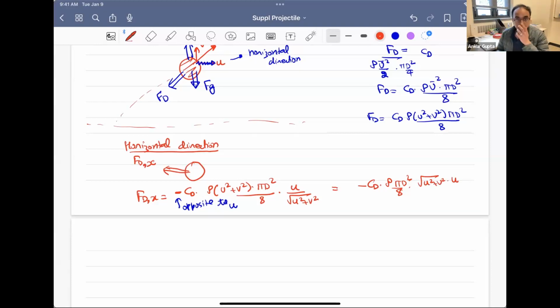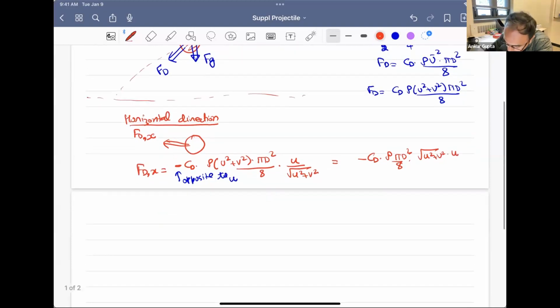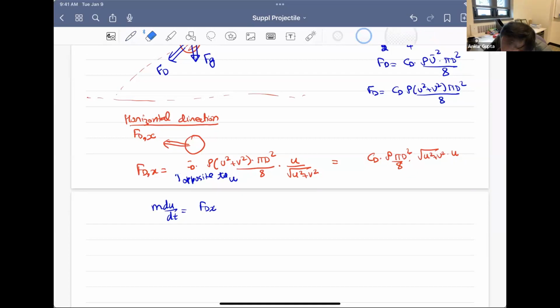Okay. Now in the horizontal direction, essentially what we're saying is m du by dt is equal to FDX, which is already in the negative direction. So if I take the magnitude, I can just simply say, actually, let's do that. Might be easier to take the sign directly at the last stage. Let's say minus FDX here. So the FDX was the magnitude, okay? Opposite to u.